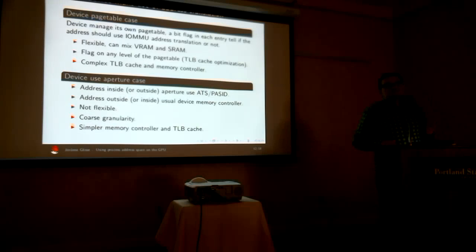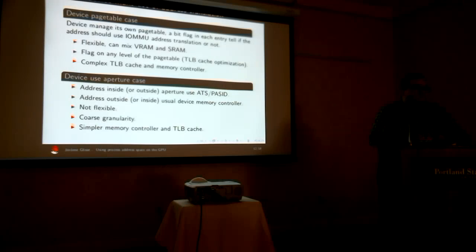So on the device, there are two big ways you can use this process address space, with several variations between them. The first way is very simple. You have a page table on your device, and you have a special bit flag inside each entry of this page table. This bit flag tells you, if I'm set, use the ATS PASID and go over the PCI Express I/O MMU, do a translation there, and cache the result inside your TLB cache.